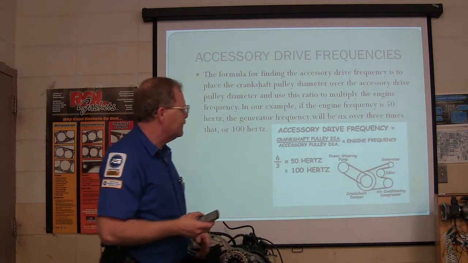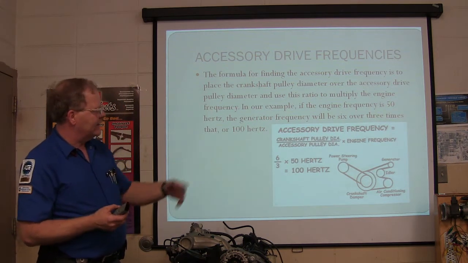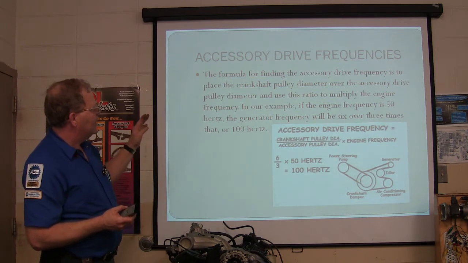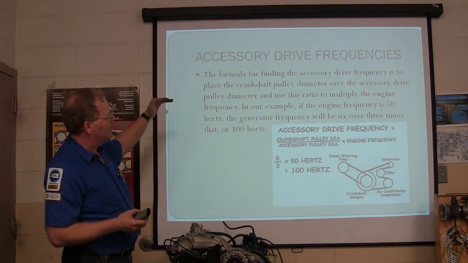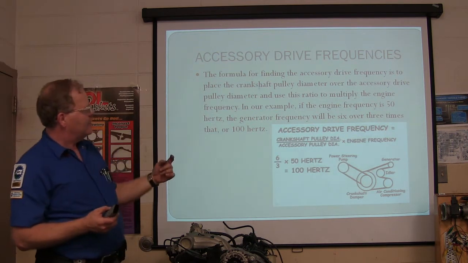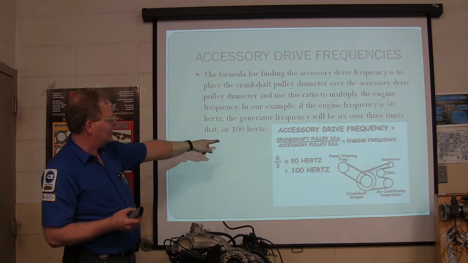Look at the pulleys. You're going to need to know the size of your pulleys. See how they're all different sizes? To find the accessory drive frequency, place the crankshaft pulley diameter over the accessory drive pulley diameter and use the ratio to multiply the engine frequency. The engine frequency is 50 hertz. The generator frequency will be 6 over 3 times that, or 100 hertz.